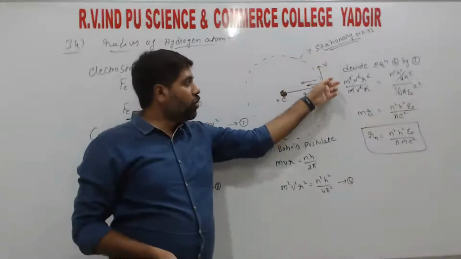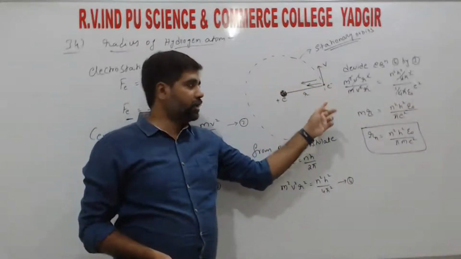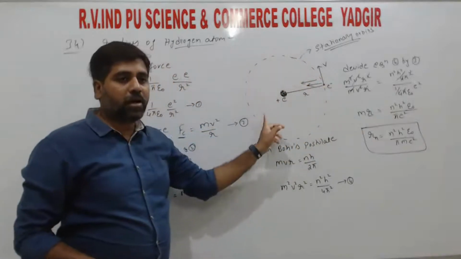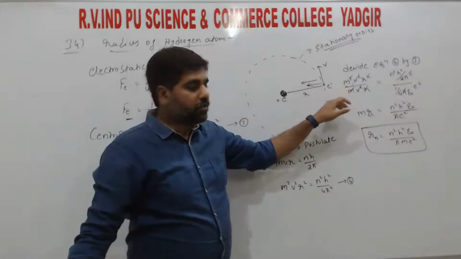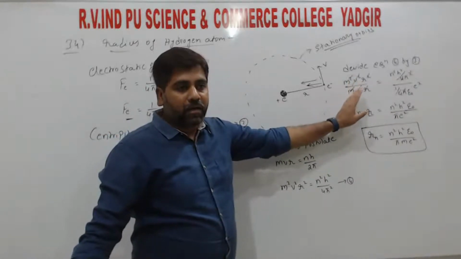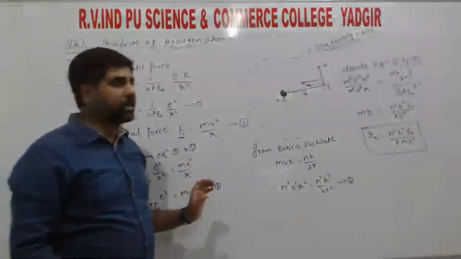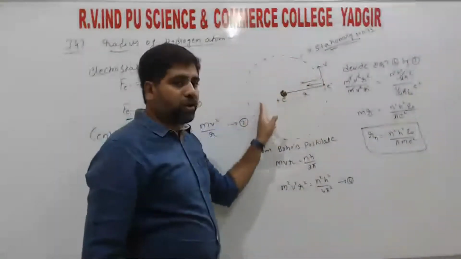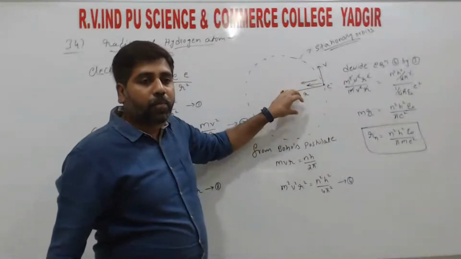Right? So the revolving electron does not radiate any energy. While the electron revolves around the nucleus, it does not radiate any energy. So that is the first Bohr's postulate: the electron revolves around the nucleus in only a particular orbit, that is, the permitted orbit.